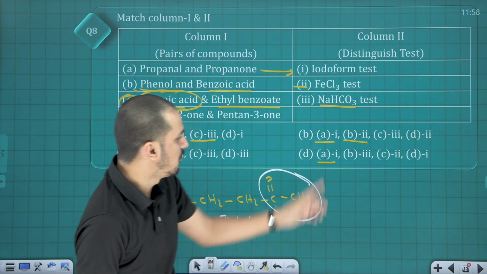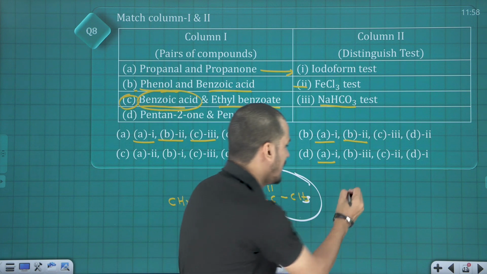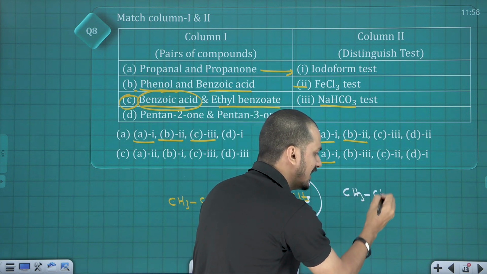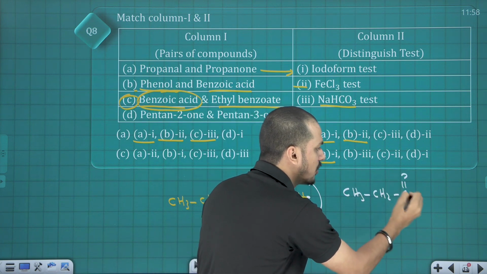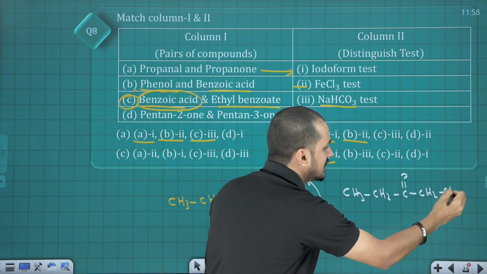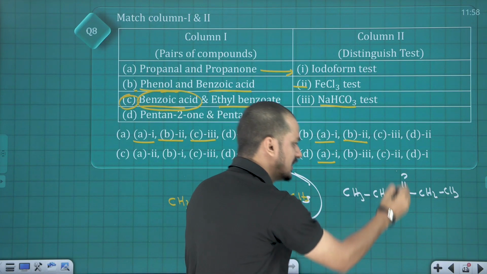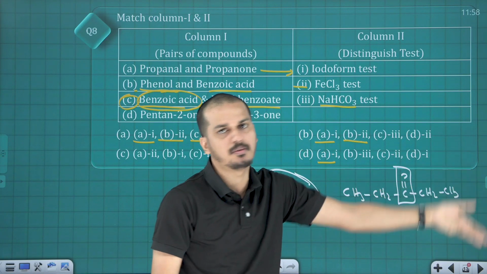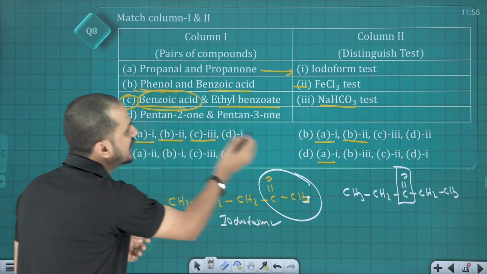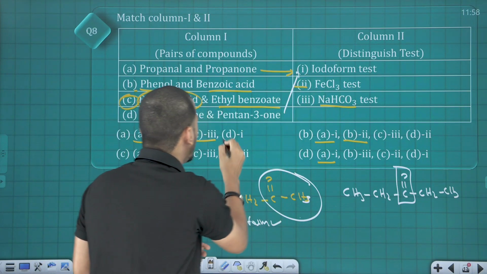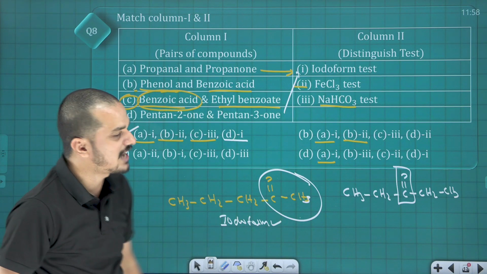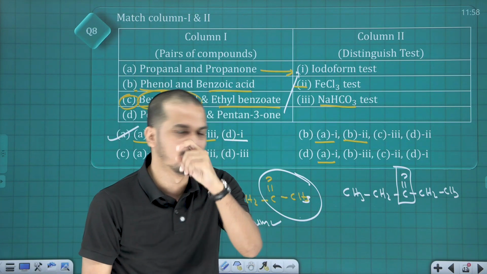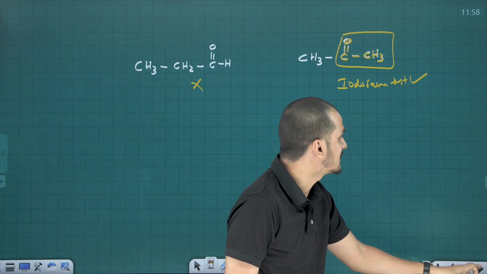Iodoform test, it will give. What about the next one? Pentan-3-one means CH3, CH2, C double bond O, CH2, CH3. It cannot give, because C double bond O is not connected with the terminal methyl. So D is connecting with, again connecting with 1. So option A is the correct answer. You got it, guys? Yes or no? Yeah. We can move to the next question.